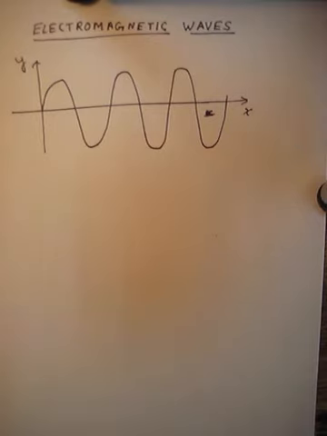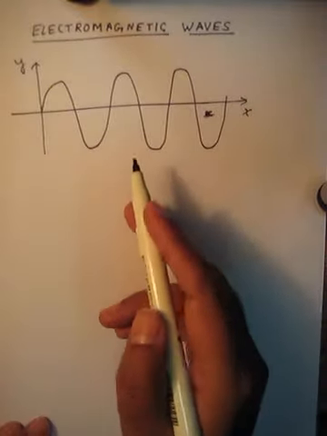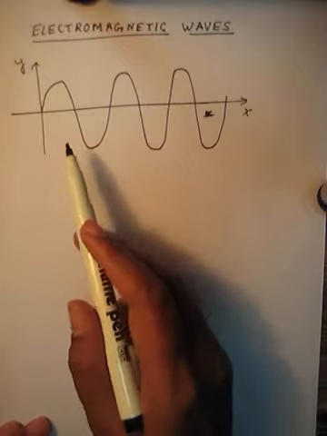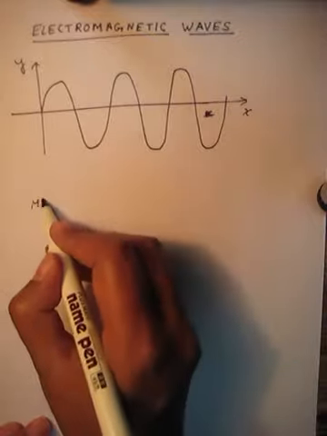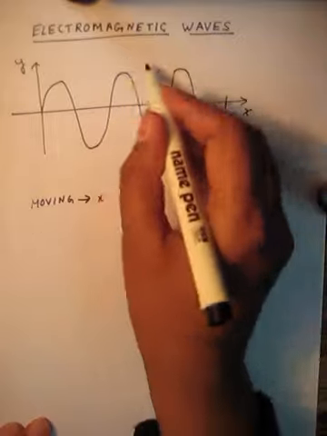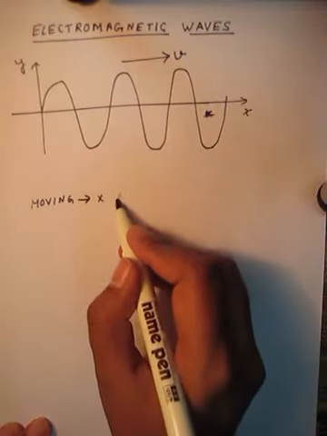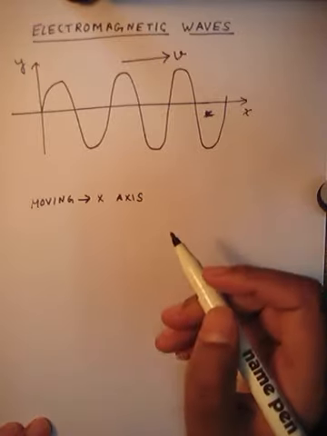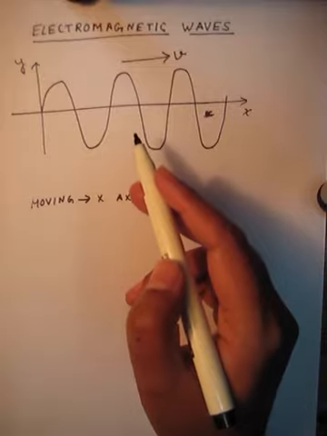We are going to study about electromagnetic waves. But before starting with electromagnetic waves, let us try to understand how a wave behaves. So if you have any wave, which is a transverse wave, and it is moving in the x direction, so this wave is moving with some velocity v, and it is moving along x-axis, then such a wave is called a traveling wave.